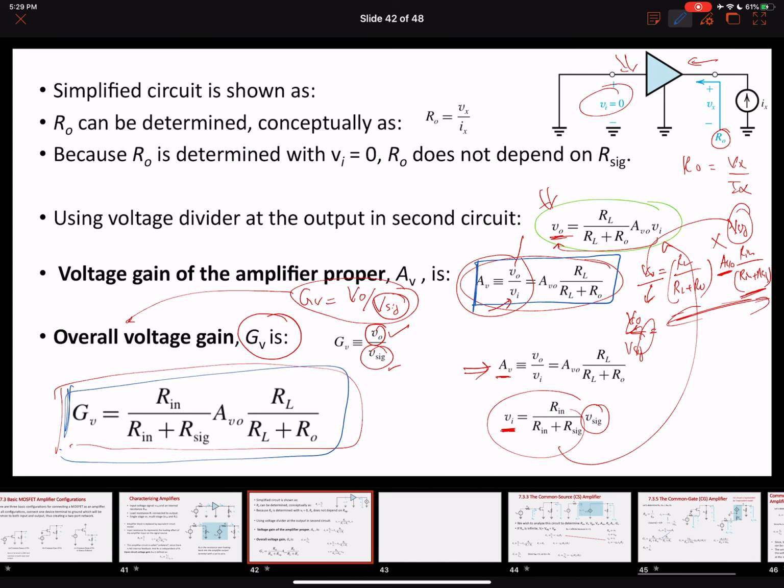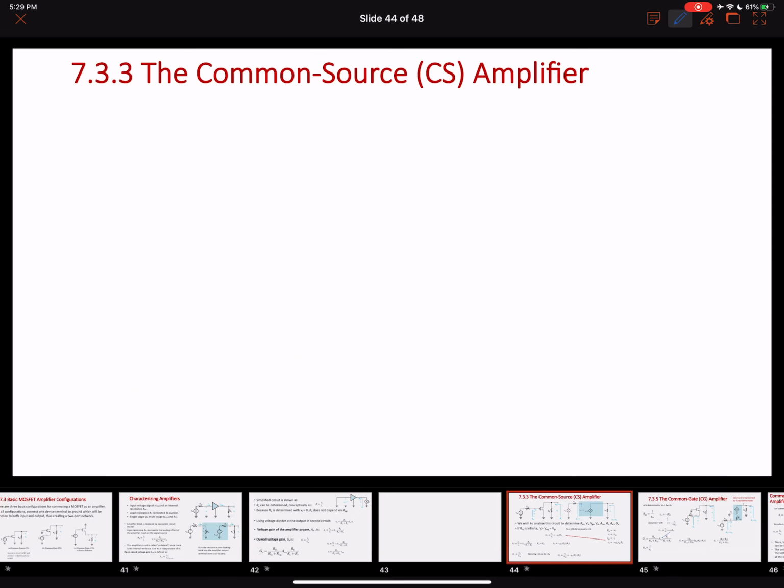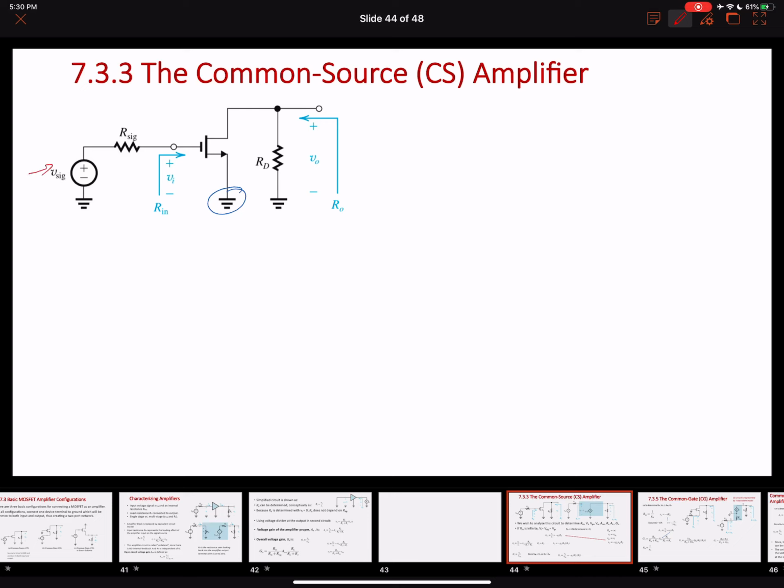Now let's look at the three different configurations, one by one. So let's start with a common source amplifier. Okay, so here is a common source amplifier. As we have earlier seen, our source is grounded, right? Our source is grounded. We are applying the input voltage to the gate terminal, and here is the output that we are collecting.